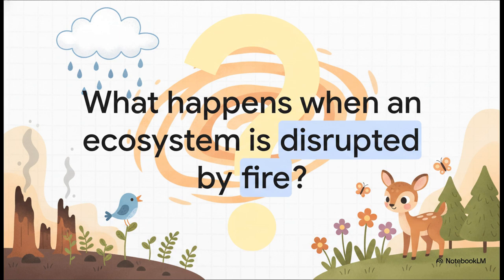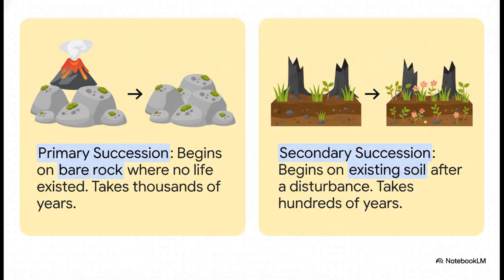But ecosystems aren't these perfectly stable things that last forever. They get hit by disasters. So what happens when something huge comes along and just wipes the slate clean, like a massive forest fire or a volcanic eruption? How does life come back from that? Well, there's a name for that recovery process. It's called ecological succession. And there are two main flavors of this.